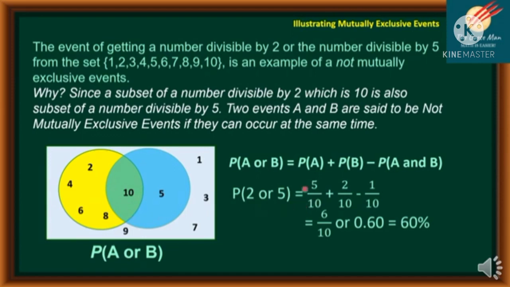Next, the probability of B. There are 2 elements in B, 5 and 10, so that's why 2 over 10. Next, the probability of A and B is the probability of their intersection. There is one common element out of 10, that is why 1 over 10. So further, this is actually 6 over 10 as a fraction, or in decimal 0.60 or 0.6, which is equal to 60%.